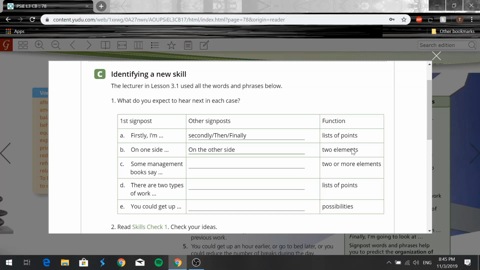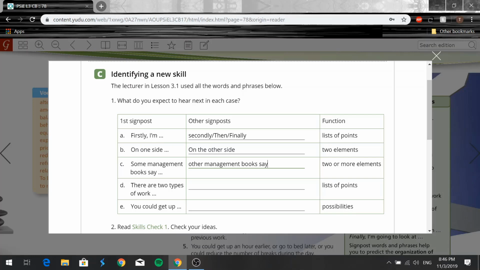Because I'm never going to say on one side I'm going to do this, on the other side I'm going to do that, and on the one side again. No. Then I'll just use the first one. Okay? So here I only have 2 points or elements. Then we have C. Some management books say, and you'll keep going. I could also say other management books say, and I'll keep going.